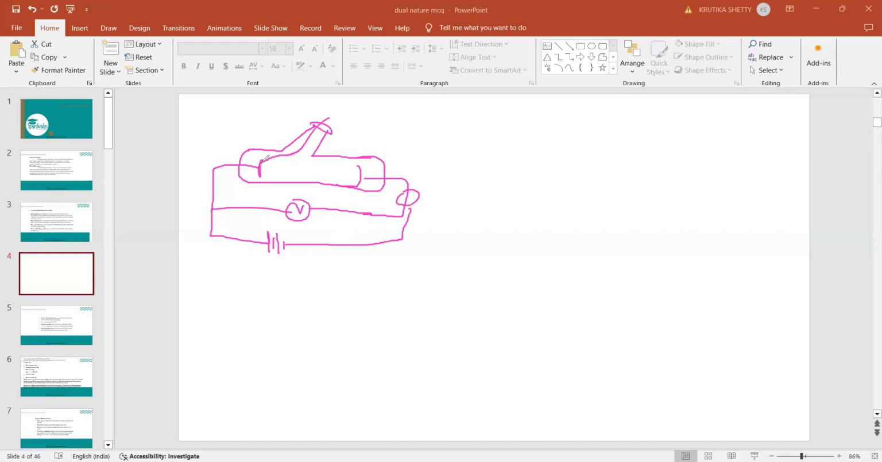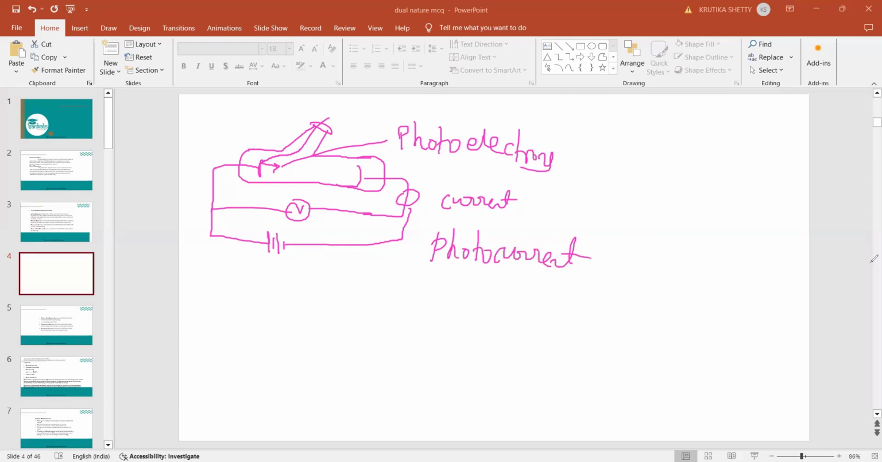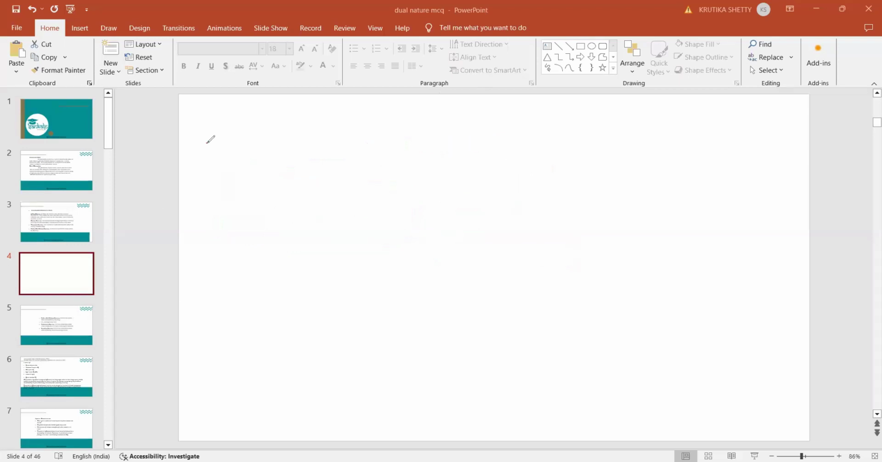When the light radiation falls on the cathode, the electrons come out of the metal surface. The electrons released from the metal surface are called photoelectrons. The current due to these photoelectrons, what is that current called? Photocurrent. Yes, the current due to the photoelectrons is called the photoelectric current. Then we have seen the experimental results. So what are the experimental results here?